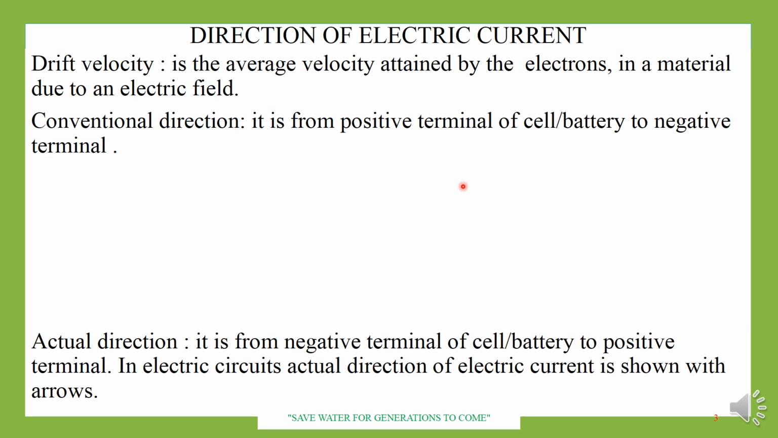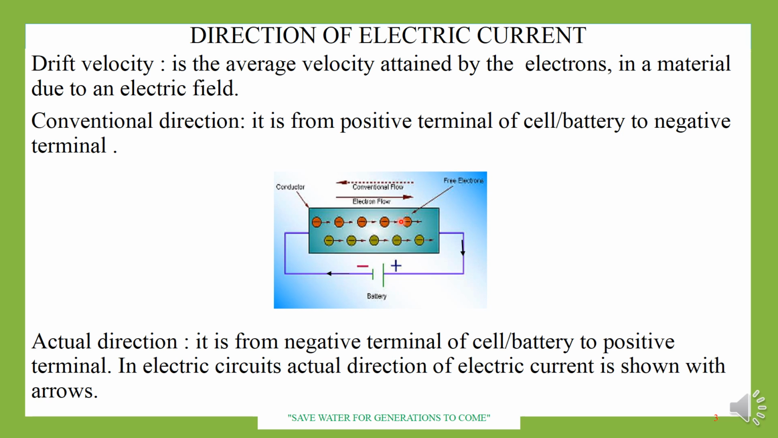Now we are going to discuss what are the types of directions of electric current. So electric current has two directions. Here you can see in this diagram, it is written electron flow and here conventional flow. Electron flow means the electrons are flowing from the negative terminal to the positive terminal. We have just discussed this in the previous topic. And the conventional direction of current is not shown here in the electric circuits. We shall be discussing this in the electric circuits topic.